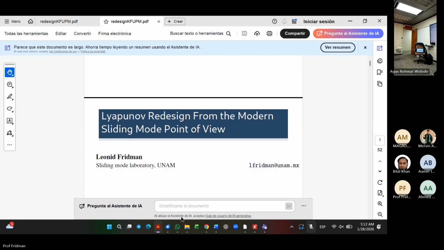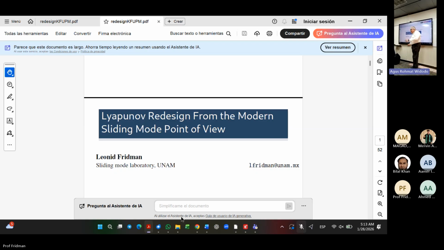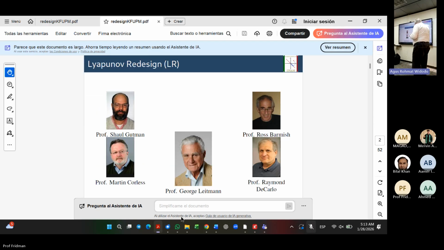And so, let us return to this classical name, Lyapunov redesign. And the classical joke about that is, would you like to change Lyapunov? No, I would like to change Lyapunov function. That's the difference. Okay? So, this is a group of people which made this theory, classical part of theory, in the end of 70s, early 80s.